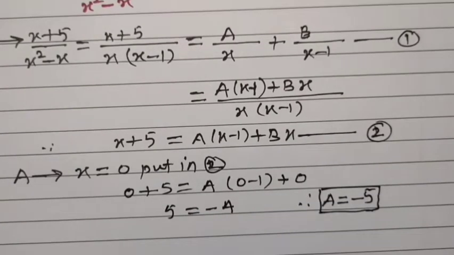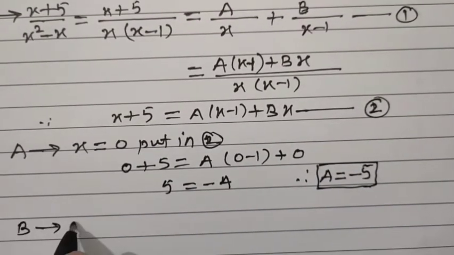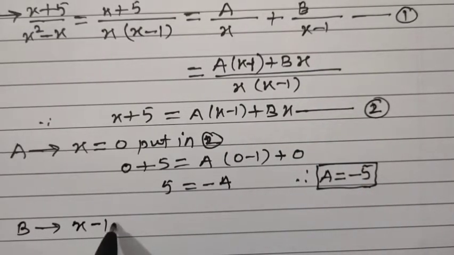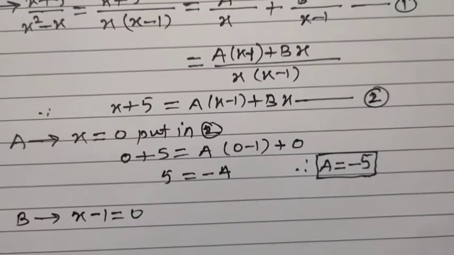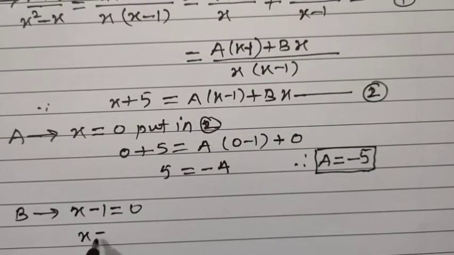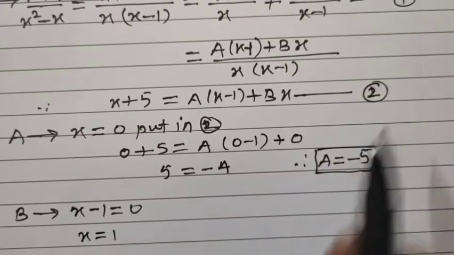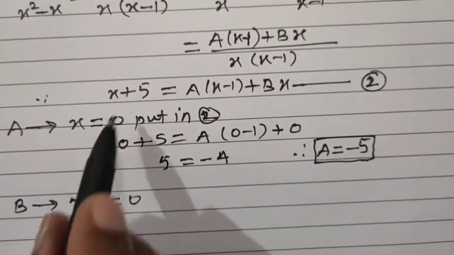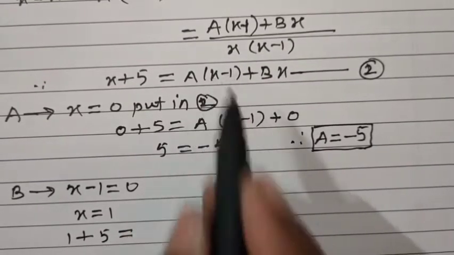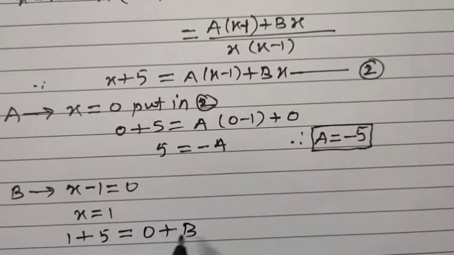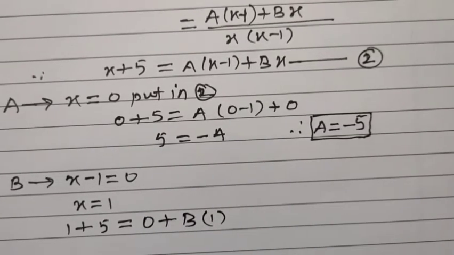Let us find the value of constant b. Put the denominator of b, x minus 1, equal to 0 in equation number 2. The meaning of this is that we have to substitute x is equal to 1 in equation number 2. Hence, replacing x by 1 on the left hand side, 1 plus 5 is equal to a into, this becomes 0, plus b into 1. Means 6 is equal to b.